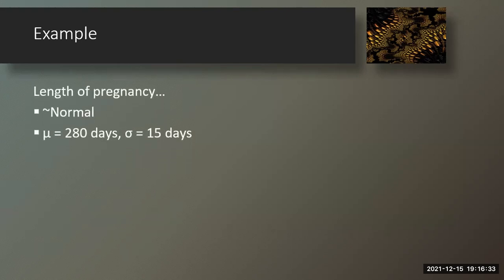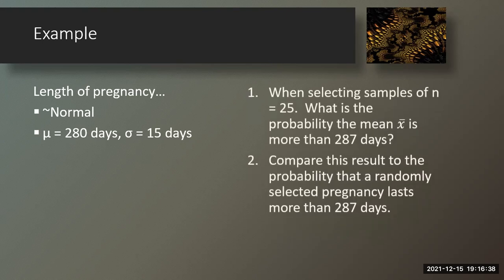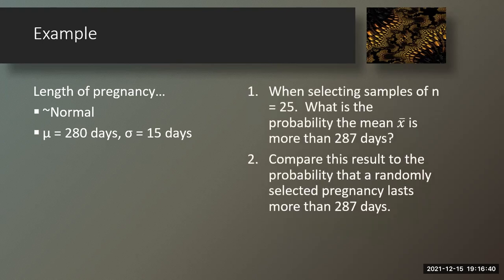So length of pregnancy, approximately normal. We've already used the 280 and the 15 days for the mean and the standard deviation. So we're going to select samples of n equals 25. Here's the question. What is the probability that the mean x bar is more than 287 days? Not a randomly selected pregnancy, but that the mean of that sample of 25 is more than 287 days. And then I'm going to compare that result to the probability that a randomly selected pregnancy lasts more than 287 days.